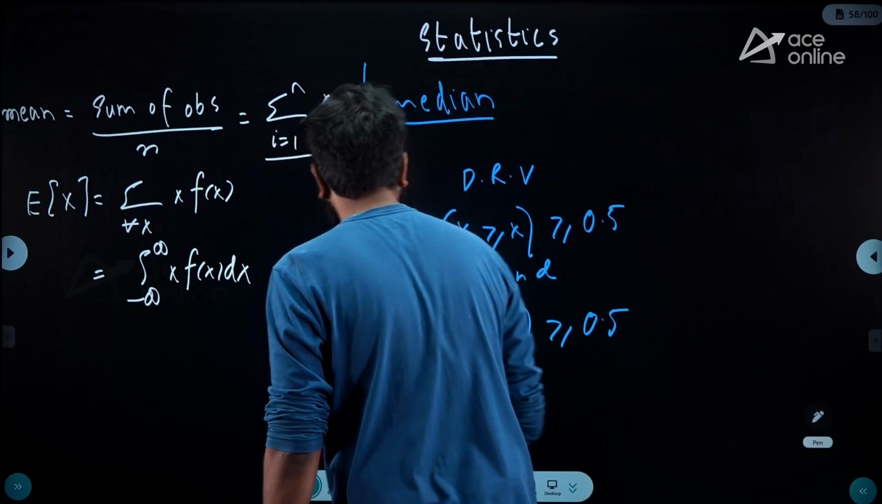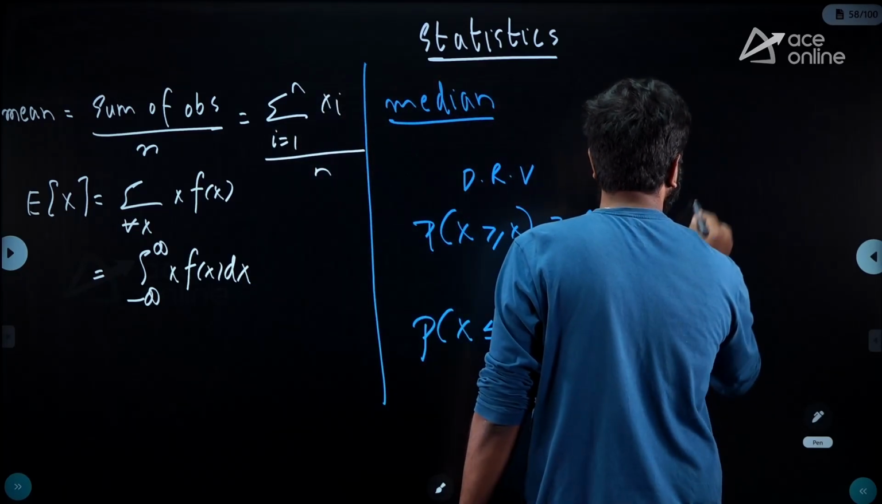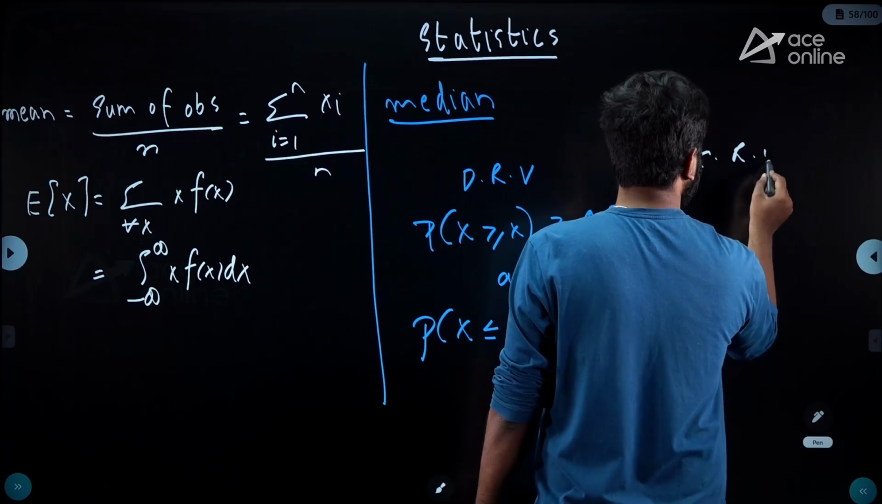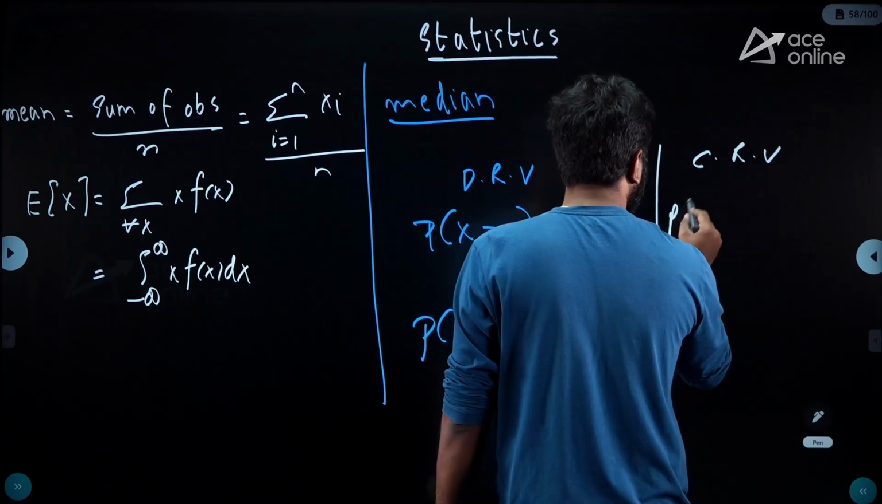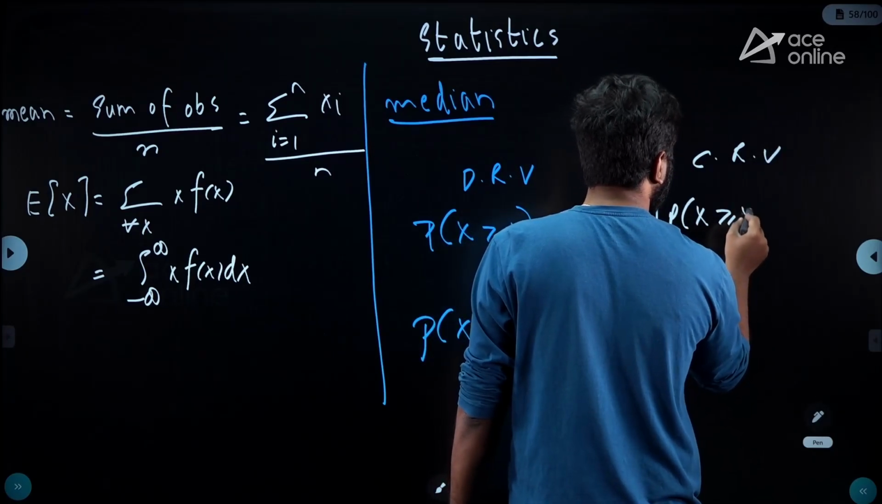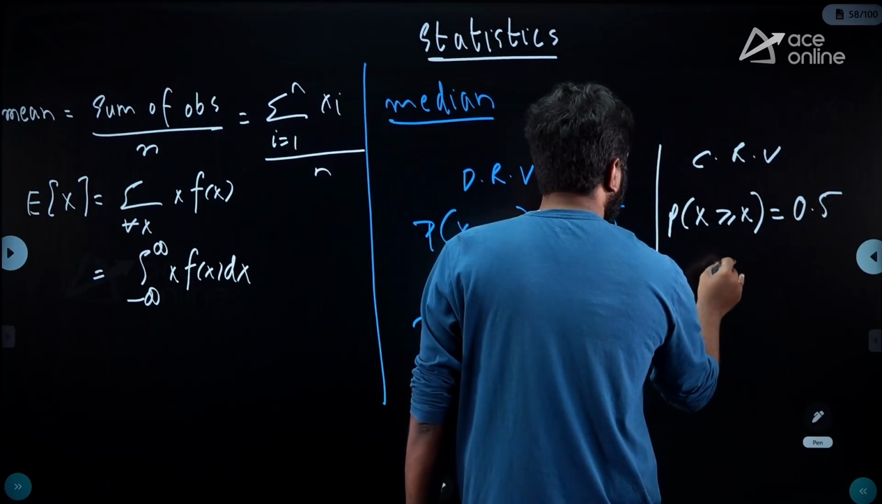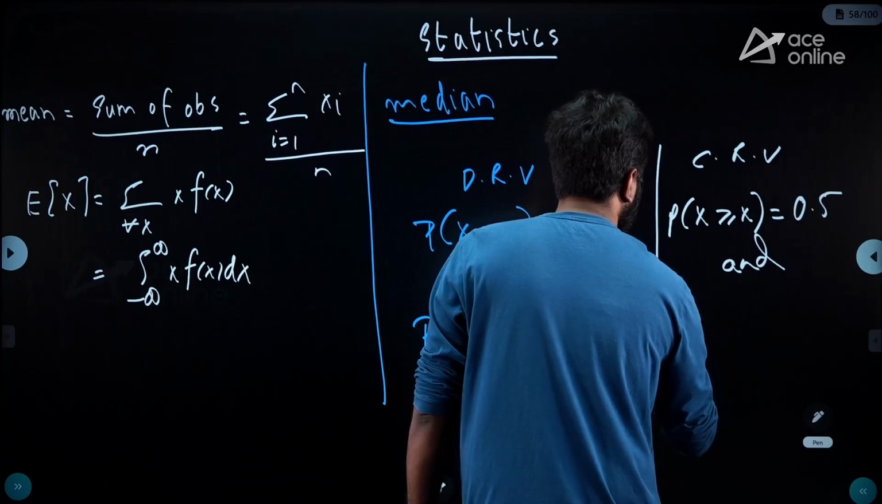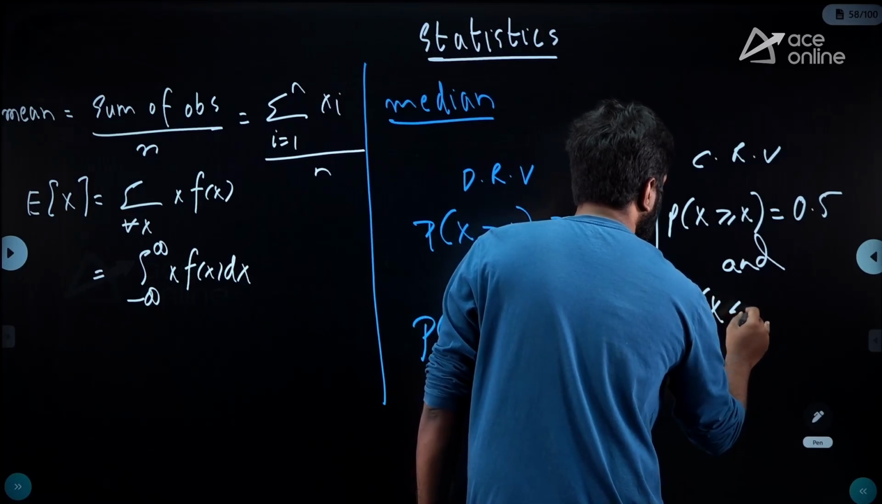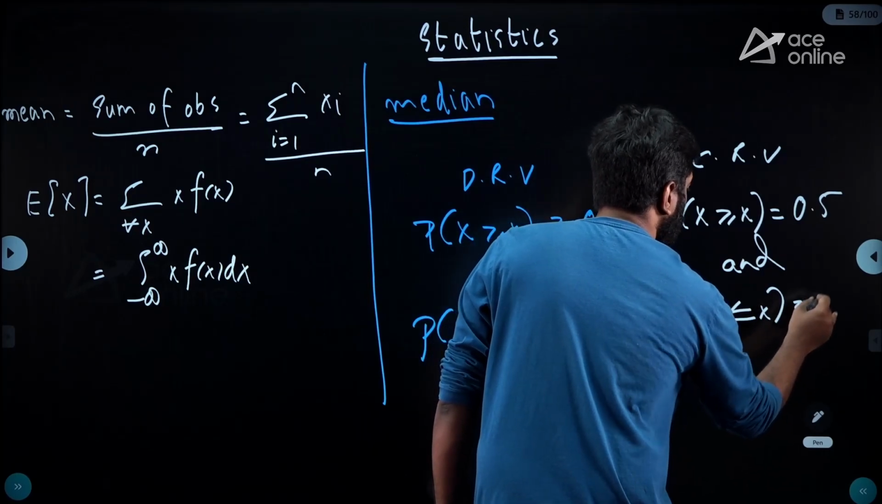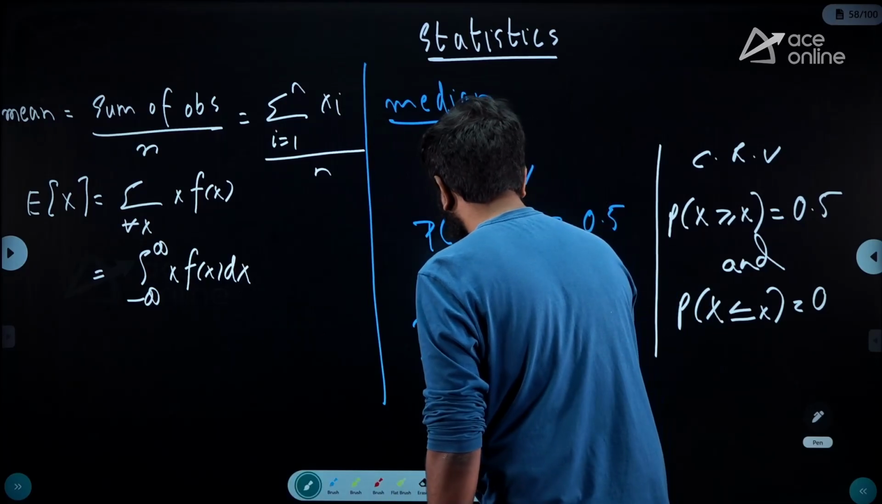For a continuous random variable, students, we check this. The probability of x greater than or equal to small x must be exactly 0.5, and the probability of x less than or equal to small x should also be exactly 0.5.